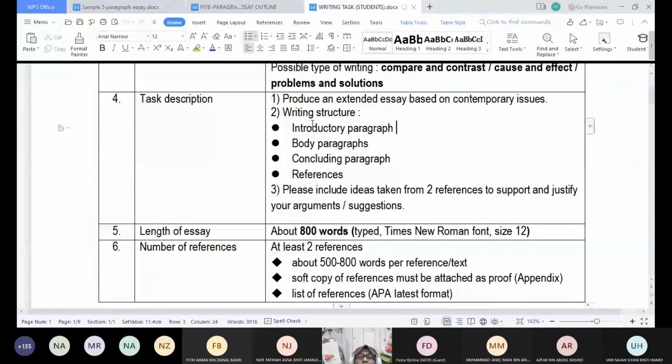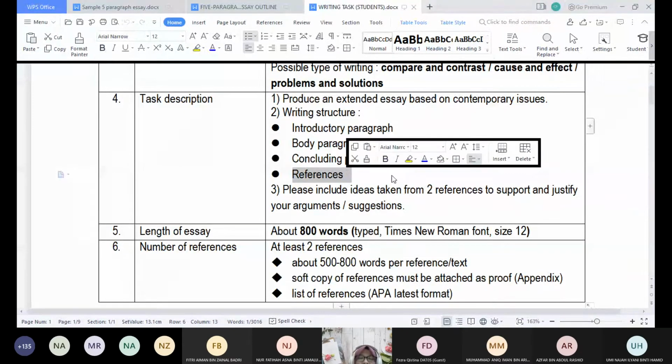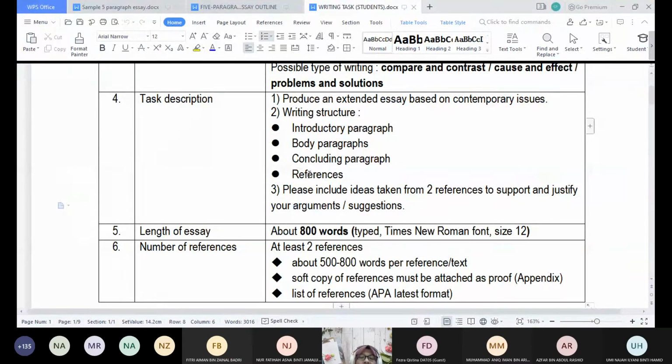So up to the concluding paragraph it is still the same like the basic essay that you have. But here, references. References are the articles, reading articles that you get from the internet. You must find at least 2. I think 2 or 3 would be enough. I don't mind if you have 3, it's okay. Related to the topic that you are doing.